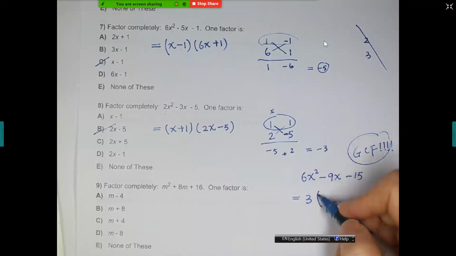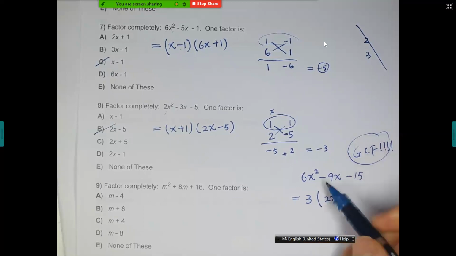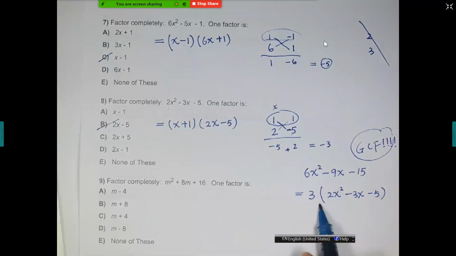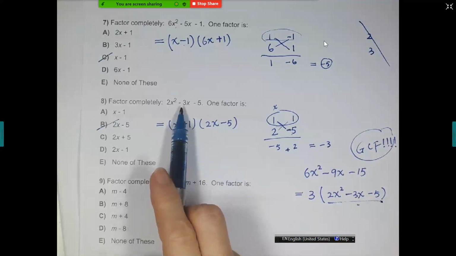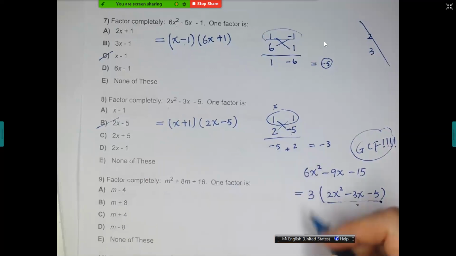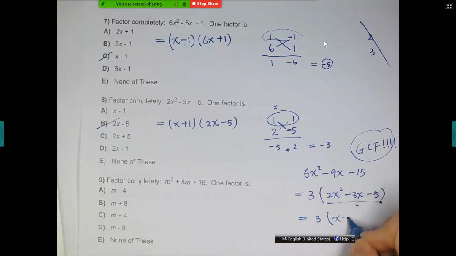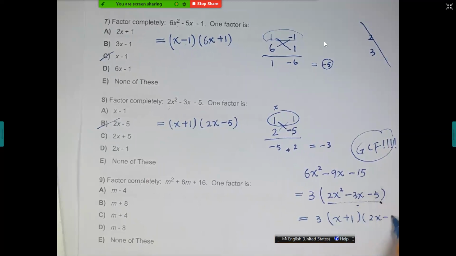6 divided by 3, that's 2, so I get 2x squared. And 9 divided by 3, that's 3, so minus 3x. And 15 divided by 3, that's 5, so minus 5. So factor the GCF out first. Then we'll look at the leftover in the parentheses. Are we able to continue to factor this? The answer is yes, because we just did here. So we just use what we just did, and the final answer should be what? 3 times x plus 1 times 2x minus 5.